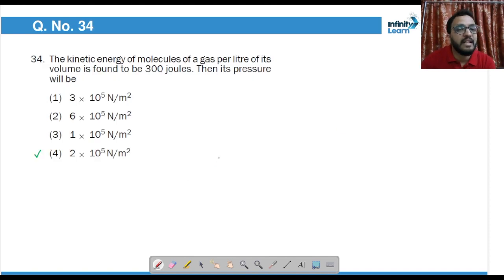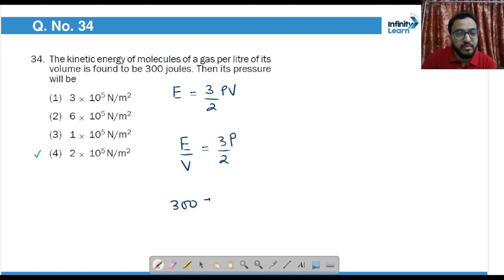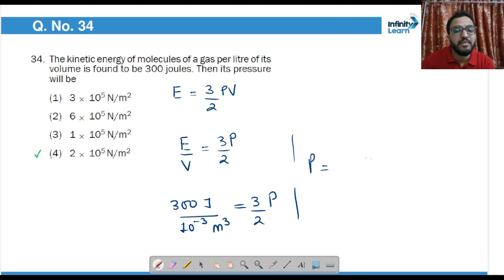34. The kinetic energy of the molecules of a gas per liter. We know that kinetic energy is equal to 3 by 2 PV. So kinetic energy per volume is 3 by 2 P. It is given as 300 joules per liter. 1 liter is 10 to the power minus 3 meter cube. Now it matches 3 by 2 P. Now you solve it. Obviously P comes out to be 2 into 10 to the power 5 Newton per meter square.